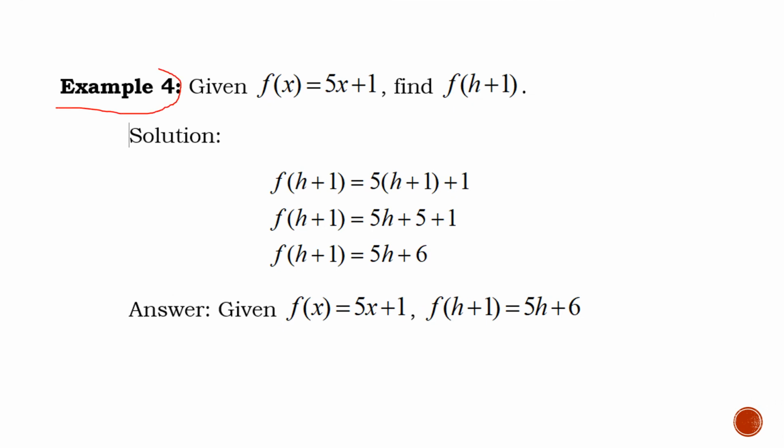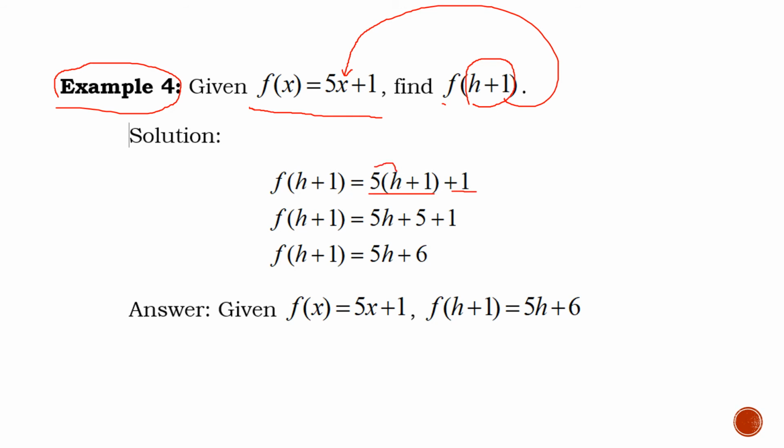For example number 4, there's a given function here, f of x is equal to 5x plus 1. We're asked to find the value of f of h plus 1. So meaning to say, there's a given expression here, which is h plus 1, that we're going to substitute as the value of x in the given function. So we replace all the x variables in the given function by using h plus 1. That's why it's 5 multiplied by h plus 1 here. We copy the constant here.